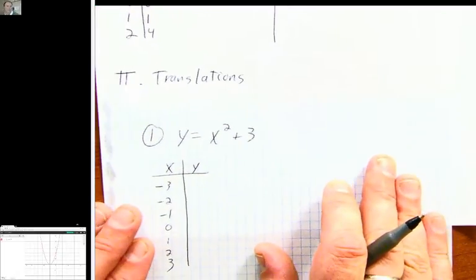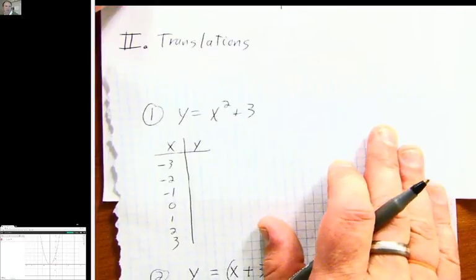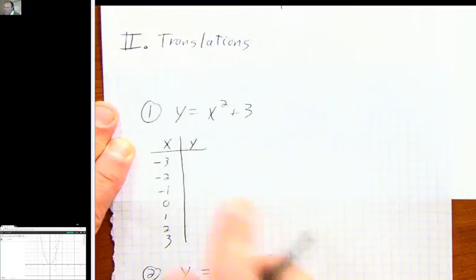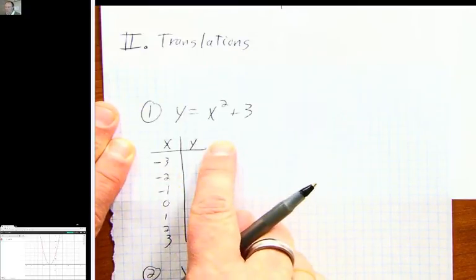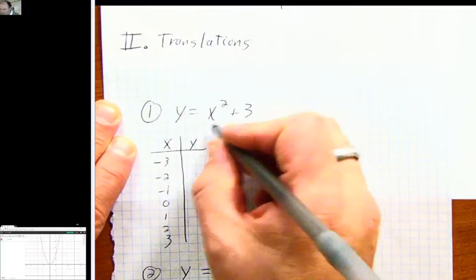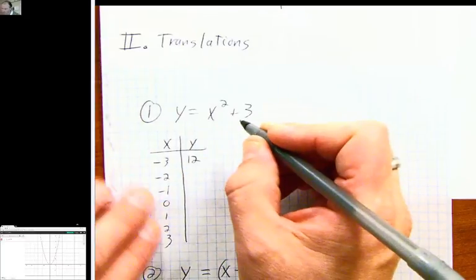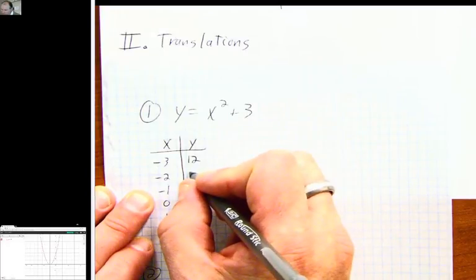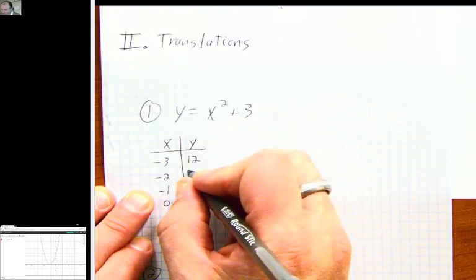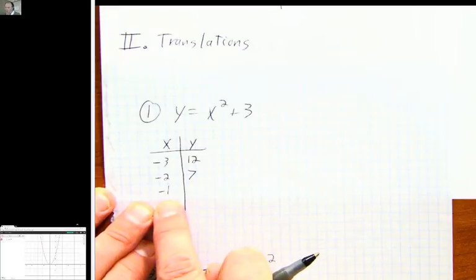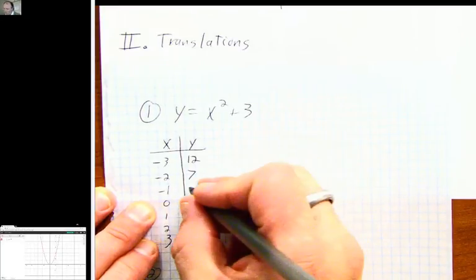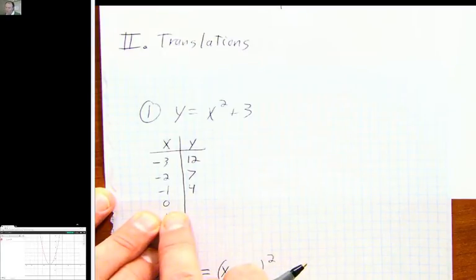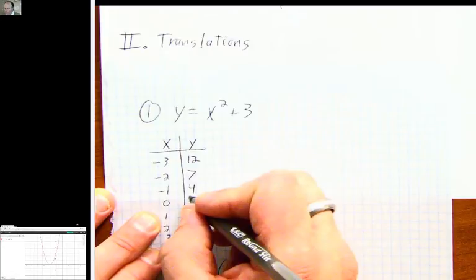First graph I'd like to do is y equals x squared plus 3. And I already made a table of values for it. Going old school here. If I plug negative 3 into this equation, negative 3 squared is positive 9, plus 3 is 12. Negative 2 squared is 4, plus 3 is 7. I think I've made a mistake. No, I haven't. Negative 1 squared is 1, plus 3 is 4. If I plug in 0, 0 squared plus 3 is 3.